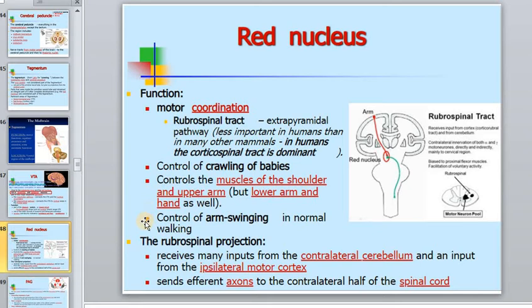Control of arm swinging in normal walking. The rubrospinal projection receives many inputs from the contralateral cerebellum and an input from the ipsilateral motor cortex, and sends the efferent axons to the contralateral halves of the spinal cord.